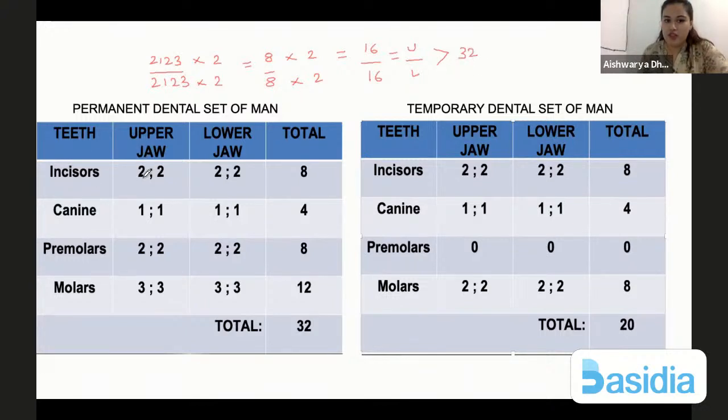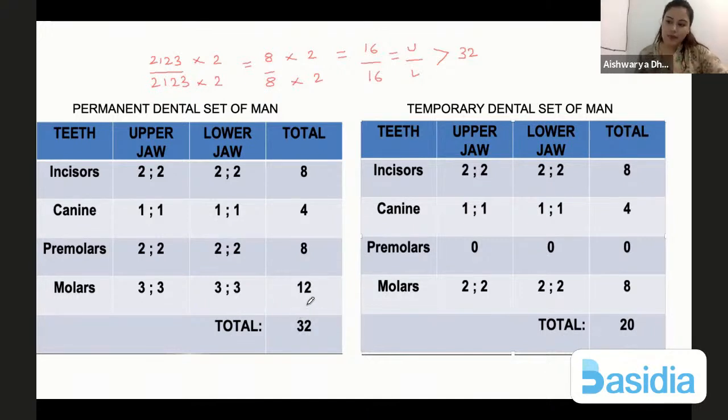So upper jaw 2, 2, lower jaw 2, 2, total 8 incisors. Canine, 1 on the upper jaw one side, 1 on the other side. Similarly in the lower jaw, total 4. Similarly for premolars, 2, 2, 2, 2, total 8. And molars are 3 in number, upper and lower jaw both, total 12. And if you total all of them, 32.